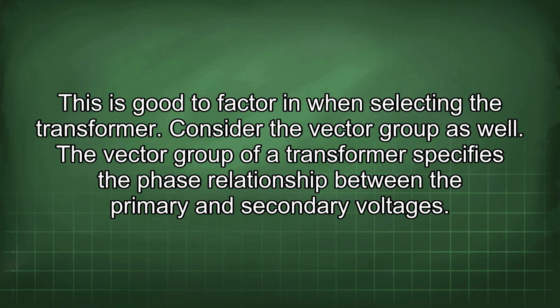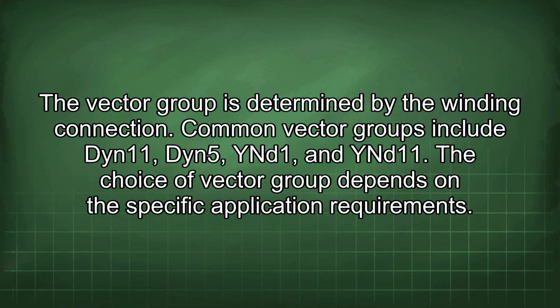Consider the vector group as well. The vector group of a transformer specifies the phase relationship between the primary and secondary voltages. The vector group is determined by the winding connection. Common vector groups include Dyn11, Dyn5, YNd1, and YN11. The choice of vector group depends on the specific application requirements.